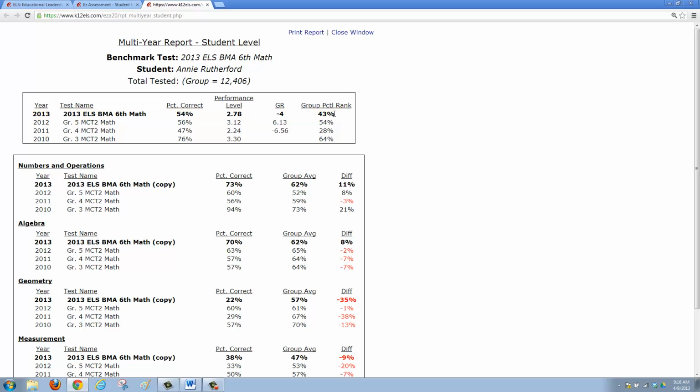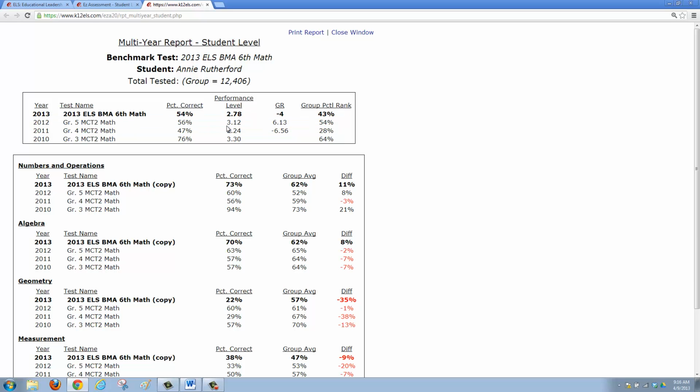Now when we look at that same group and how they performed on the 5th grade math test, we see that Annie Rutherford answered 56% of her questions correct. She had a 3.12 or a proficient performance level. And we see that on the 5th grade math test, when you look at this group of 12,406 students, she was at or above 54%. So she did slightly better relative to the group on the 5th grade math test.